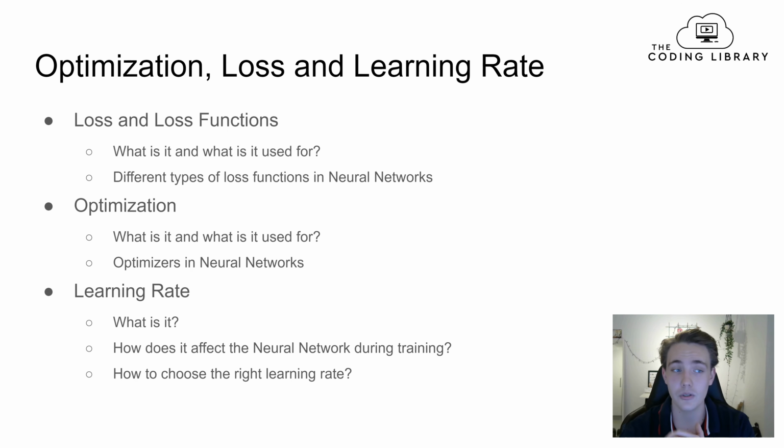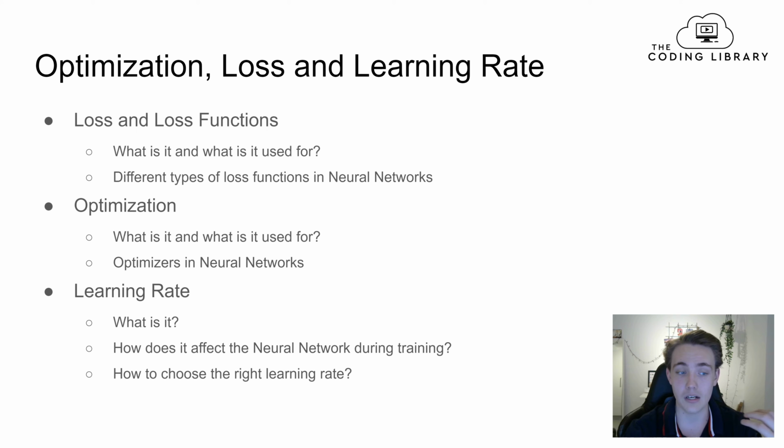So in this video we're going to talk about optimization, loss and loss functions, and the learning rate that we have when we're doing optimization. First, in loss and loss functions, we're going to talk about what it is and what it's used for, and we're going to see some examples of different types of loss functions in neural networks, and how they work.